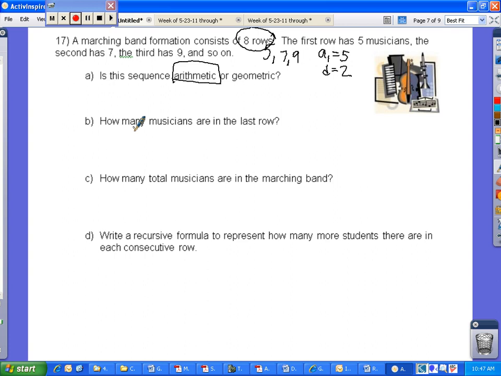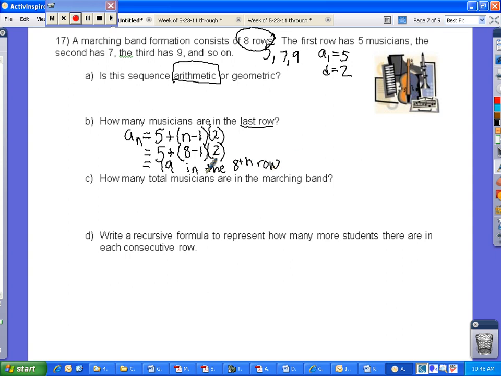So in the last row, again, there's 8 rows. So that means I'm going to have to get a relationship of a sub n because I'm looking for a specific row. The specific row I'm looking for is the 8th one because there are 8 rows in the band. So a sub n equals the first term, 5, plus n minus 1 times the common difference of 2. So wherever I see an n, I'm going to put in an 8 for the 8th row, and then simplify, and I'm going to get that there are 19 in the 8th row.